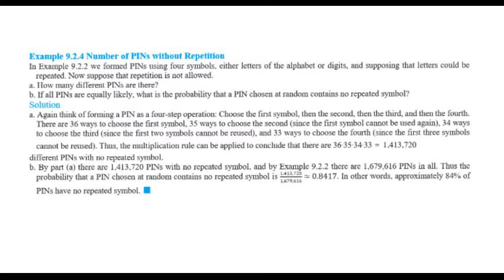Okay, so let's see another example. Example 9.2.4, which again wants us to find the number of PINs. This time, when repetition is not allowed in choosing a PIN. For example, having a PIN of 1111 is not allowed, or having a PIN of 2334 is not allowed because 3 is repeated more than once.